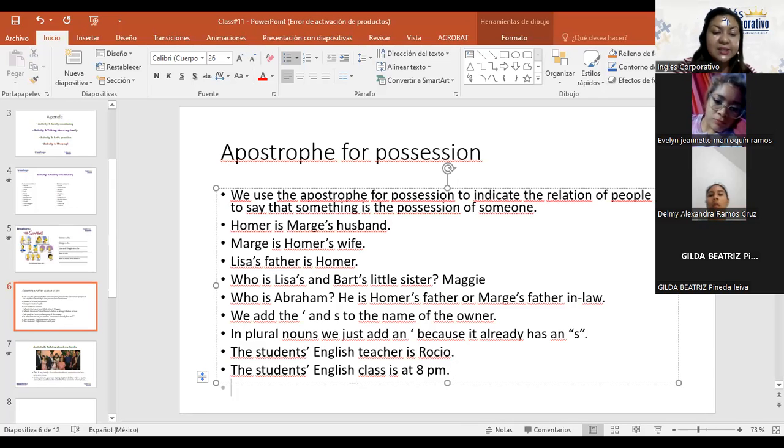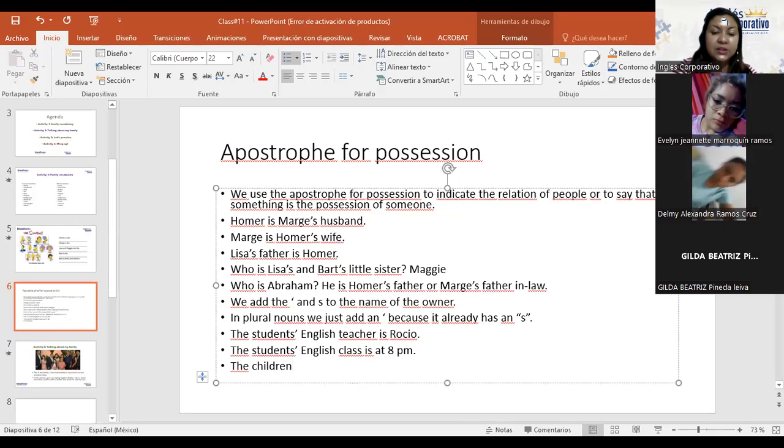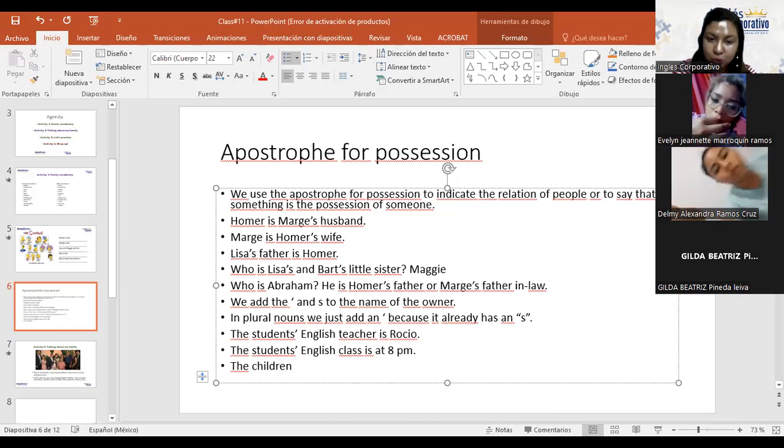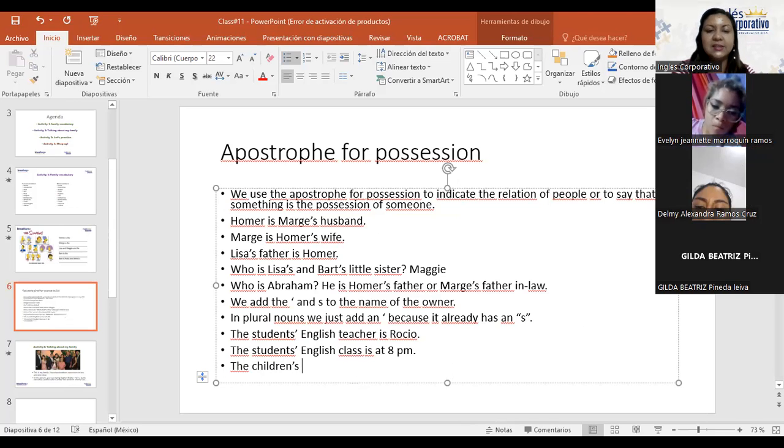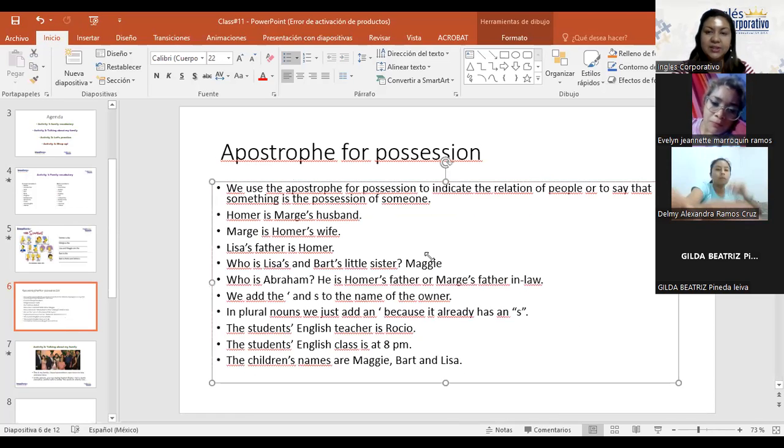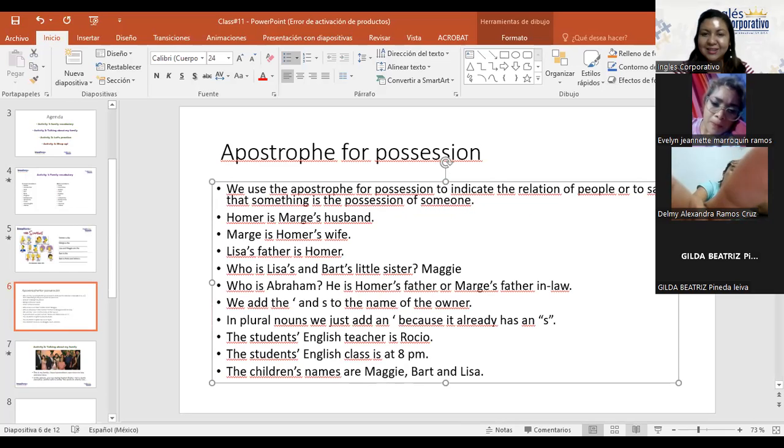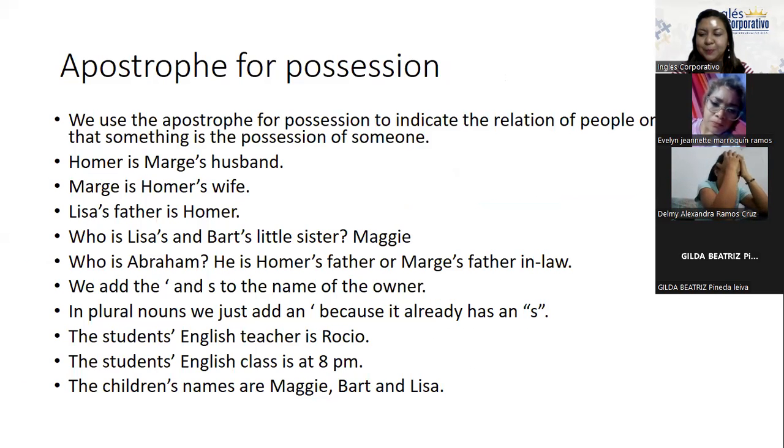Hay plurales que no llevan S. Por ejemplo, the children. Children es plural, niños, pero no lleva S. Entonces se la pongo. Apóstrofe S. The children's names are Maggie, Bart and Lisa. Okay? You can take a screenshot if you want to have this information with you. Okay? Yes? No? Maybe? ¿Alguien que me quiera explicar lo que acabo de explicar yo?